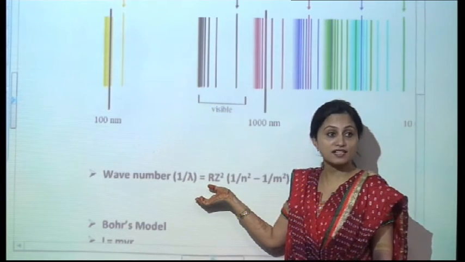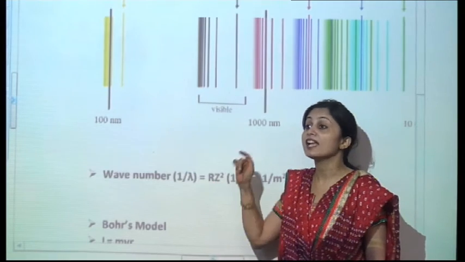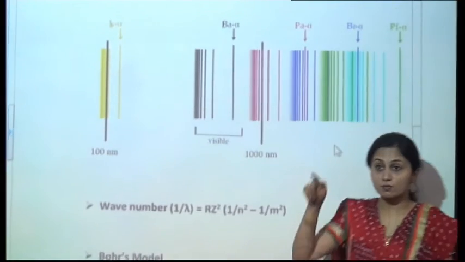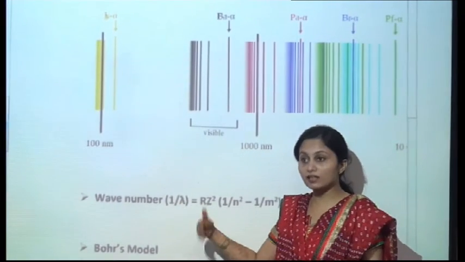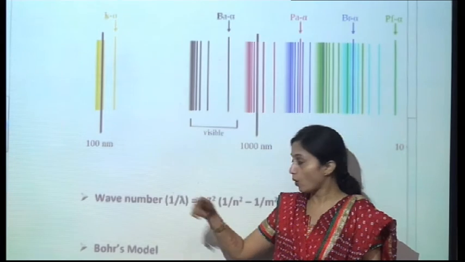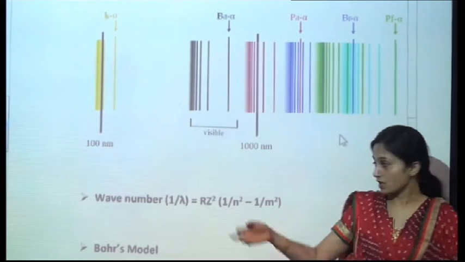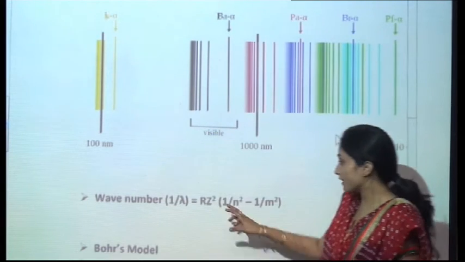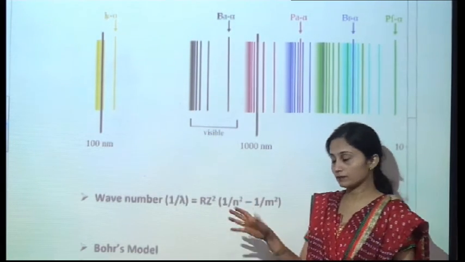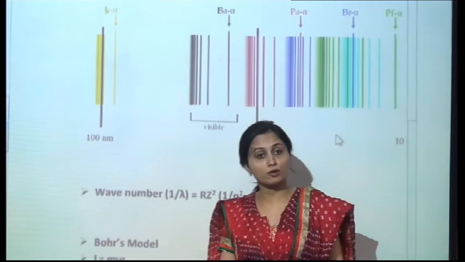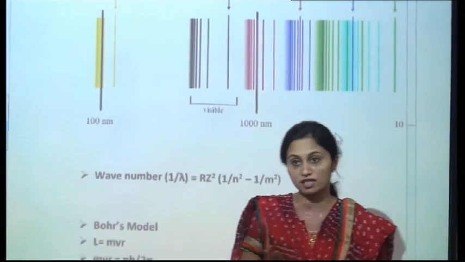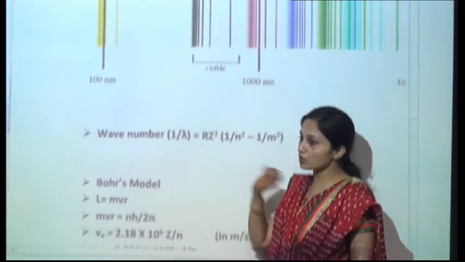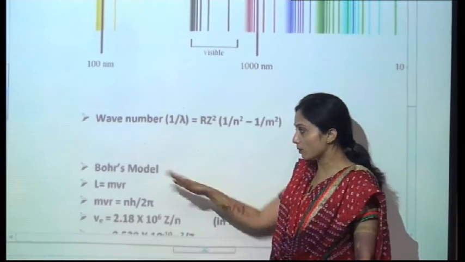It is 109677 in centimeter inverse. This is very important because your wave number is 1 upon lambda. Lambda is in meter or centimeter, so the units will be meter inverse or centimeter inverse. This R value of 109677 is in centimeter inverse, and this Z square is your charge. And remember, this is another formula from where you can get questions from this particular topic. Again, simple, all the values will be given to you. You just have to substitute and get the answers. We'll take up questions as we proceed.